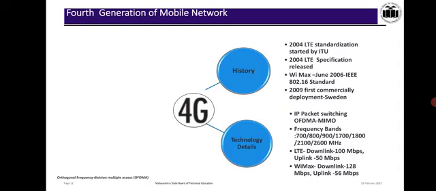and in 2009 the first commercial deployment was in Sweden. Here the technologies used are IP packet switching, OFDMA, that is orthogonal frequency division multiple access, and MIMO, that is multiple input multiple output. The frequency bands range from 700 megahertz to 2600 megahertz. The download and uplink speeds are given: download is 100 Mbps and uplink is 50 Mbps.